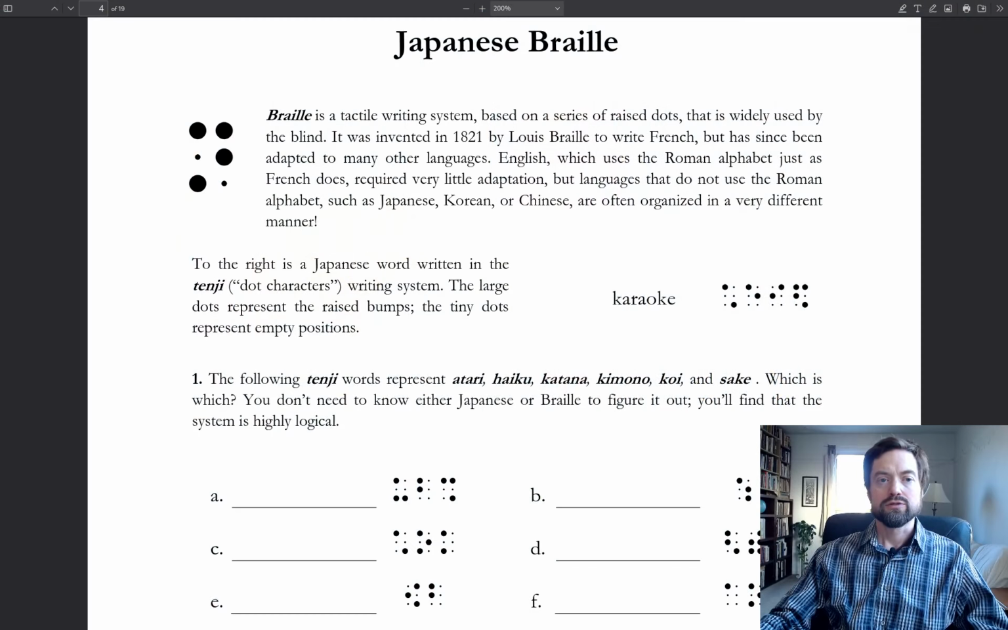On to International Linguistics Olympiad, sample problem or puzzle number 4, Japanese Braille. So Braille, this is interesting, a writing system designed for the blind that you can read by feeling bumps. It's a pattern of raised dots that give the meaning. Of course, Braille was originally invented with French, and then it's been applied to many different languages. So this is specifically for Japanese.